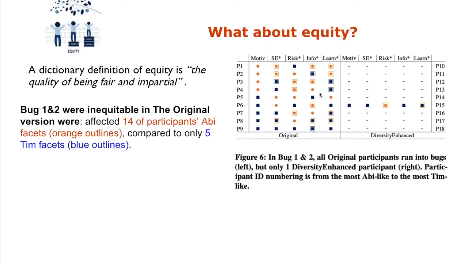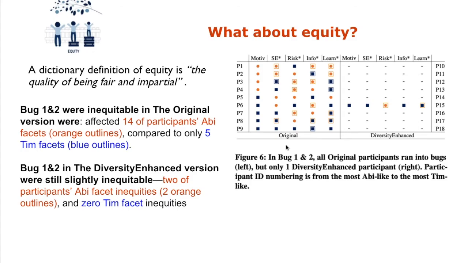So for instance, bug 1 and 2 were inequitable in the original version. The reason why is because 14 of participants' Abby's facets, the orange outlines, were affected compared to only 5 of Tim's facets, the blue outlines.